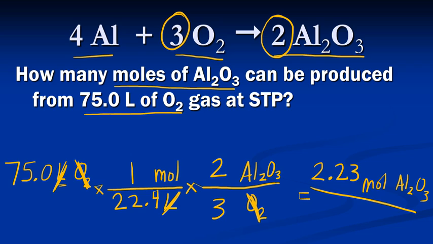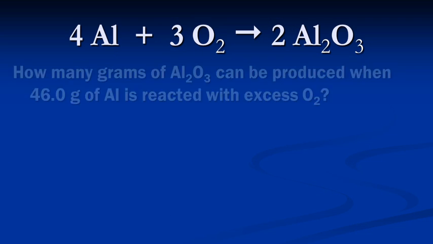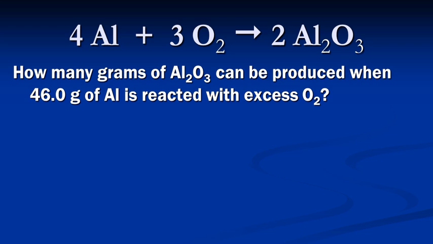Let's try another example. We're going to use the same balanced equation this time, except we're going to change the question. This time it says, how many grams of aluminum oxide can be produced when 46.0 grams of aluminum is reacted with excess oxygen? So once again, I'm going to start with what's given to me, which is 46.0 grams of Al, aluminum. And the goal is to convert to grams of aluminum oxide.